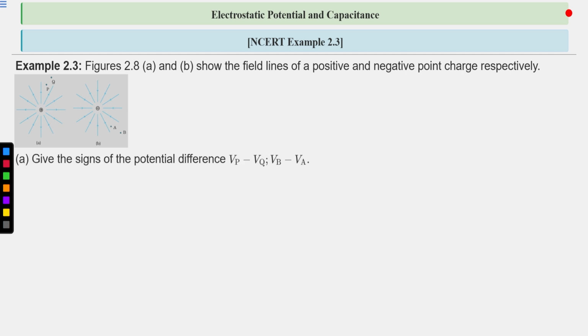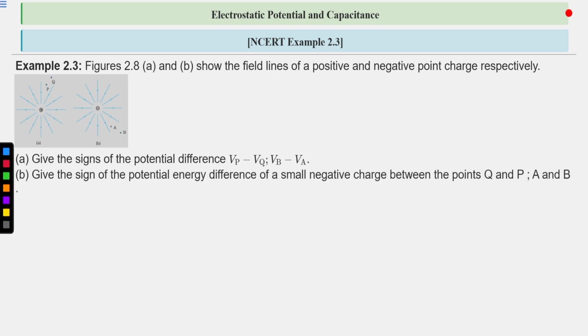Okay, first part of this question. Give the sign of the potential difference Vp minus Vq, potential at P minus potential at Q, and Vb minus Va. You have to give the sign of the potential difference, that is, whether the potential difference is positive or negative. This is the first part. You can write it side by side.